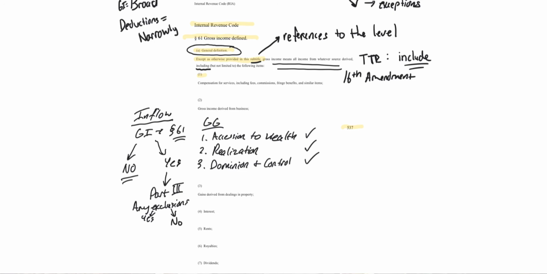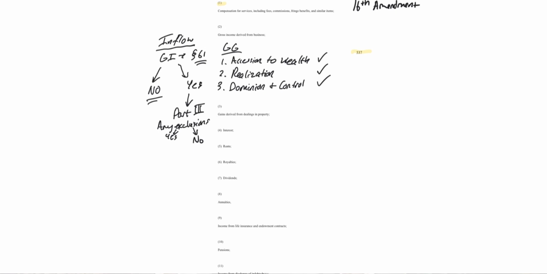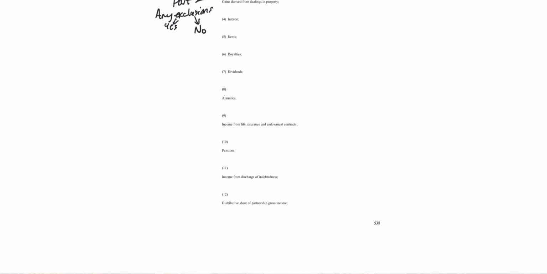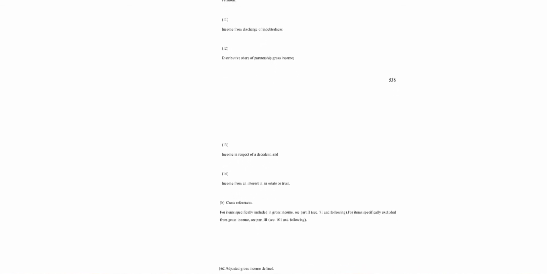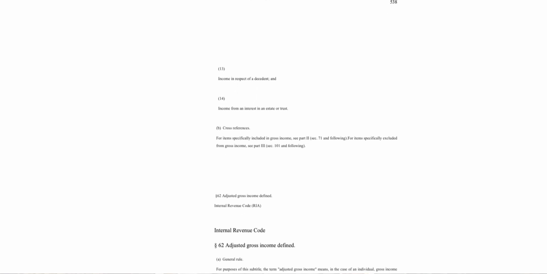So remember, we read the beginning. We saw the tax treatment rule. Except as otherwise provided in the subtitle, gross income means all income from whatever source derived, including but not limited to the following items. So we have 1, compensation for services, and so on. 2, gross income derived from business. 3, gains derived from dealings in property. 4, interest. 5, rents. 6, royalties. 7, dividends. 8, annuities. 9, income from life insurance and endowments. 10, pensions. 11, income from discharge of indebtedness. 12, distributive share of partnership gross income. 13, income in respect of a decedent. And 14, income from an interest in an estate or trust.